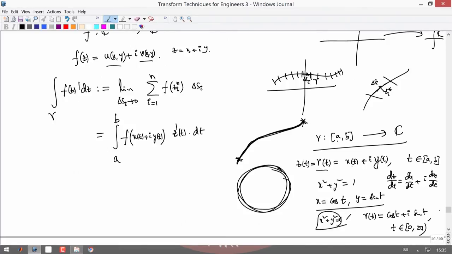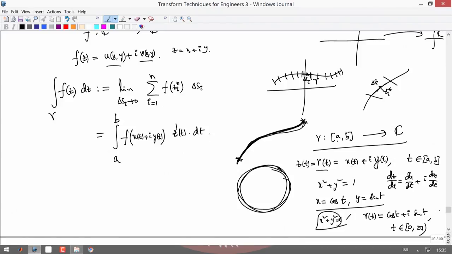So z dash of t dt is your dz. If you have a modulus here, you put modulus of z dash of t into dt, and you can replace it. If you want the curve length, then mod dz is the curve length, which is the same as modulus of z dash of t dt, where t is the parametric value of the curve. Let me not use that; this is anyway f of z dz.